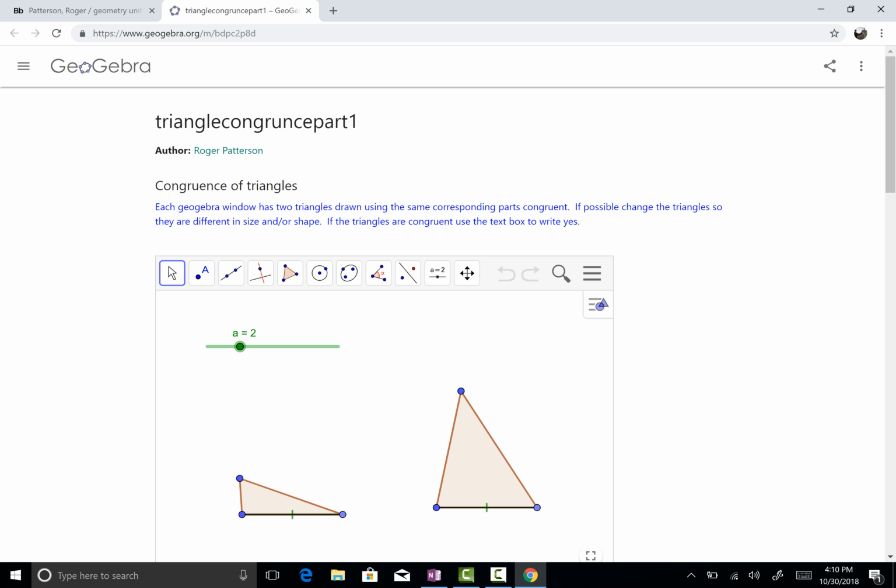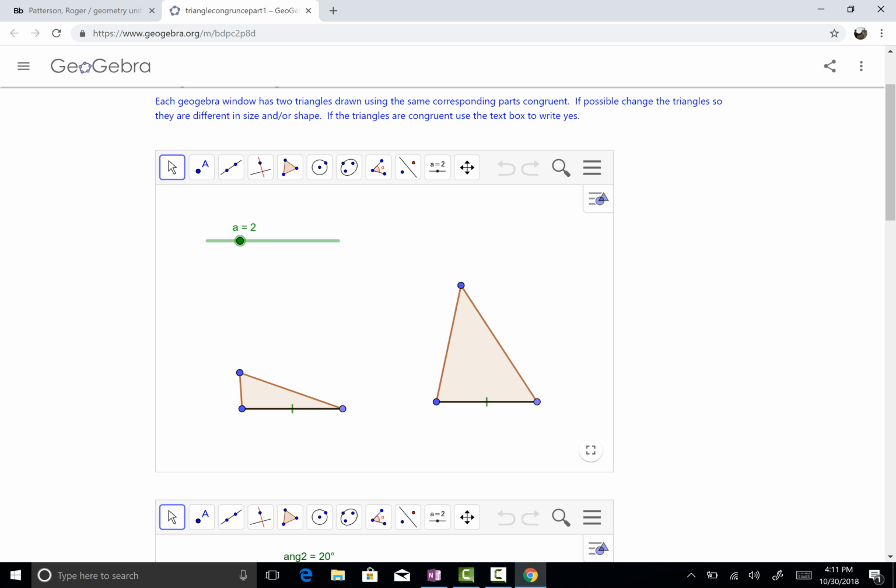Okay, so let's explain a little bit about what this does. All right, so it says each GeoGebra window has 2 triangles drawn using the same corresponding parts that are congruent. If possible, change the triangles so they are different in size and or shape. If the triangles are congruent, use the text box to write yes. So the very first one we have is an A=2 slider. I marked the side that corresponds with the slider. All right, so you can slide this around.